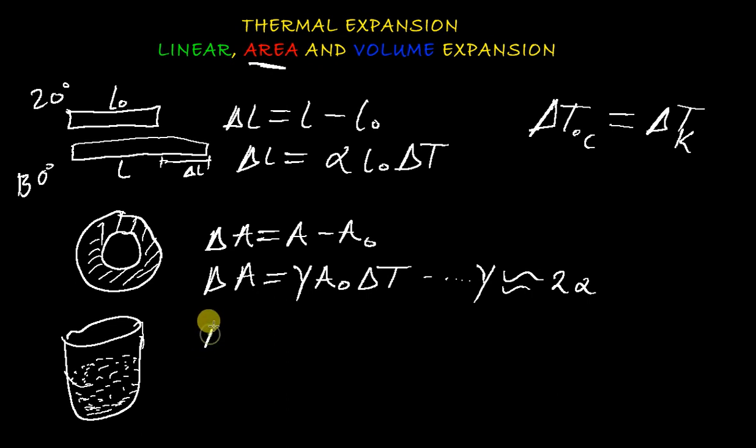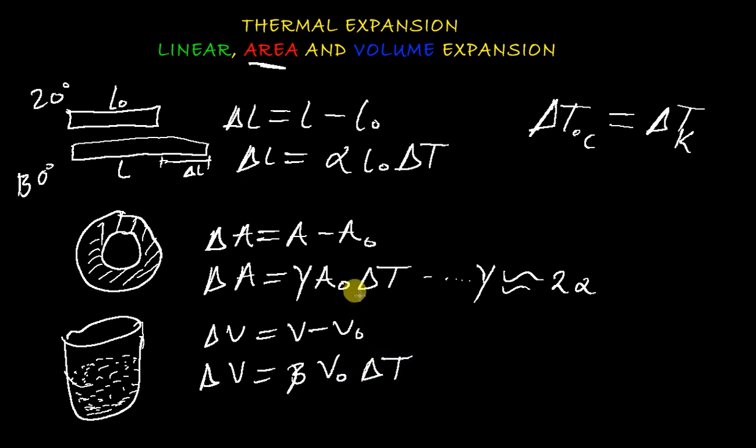So we know that the change in volume will just be equal to V minus V naught, which is the final volume minus the initial volume. This can also be written as the change in volume is equal to, in this case we're going to use beta, beta times V naught, which is the initial volume, times the change in temperature. The same way I explained the change in temperature on the first one, that's the same way you do it here.